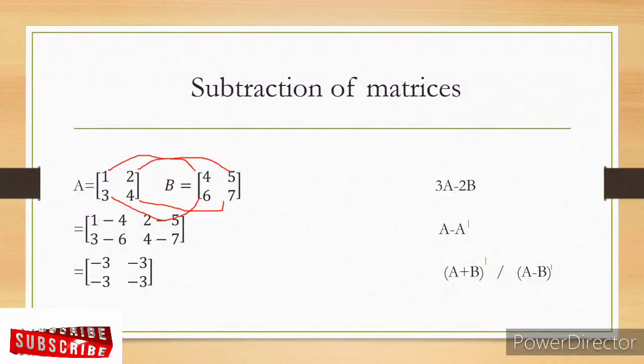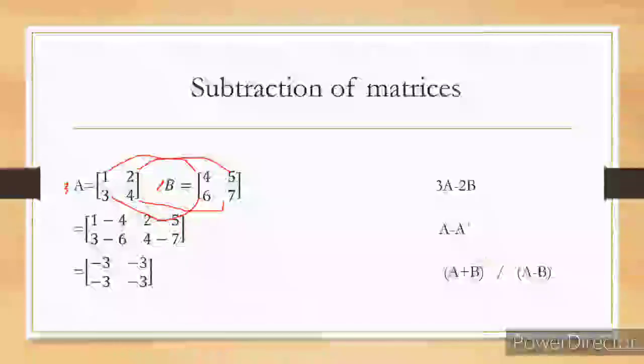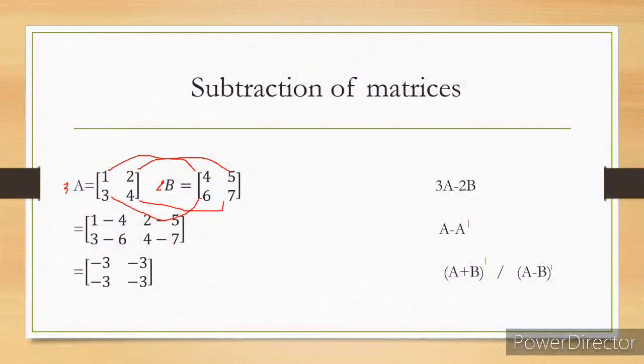Here also we have to multiply the A matrix with 3 and the B matrix with 2 and subtract. Here A minus A transpose means in the same way 1, 3 and 2, 4 will be your A transpose, but you have to subtract it. And next is A minus B transpose. First you have to subtract as usual, then after the answer has occurred you have to transpose it, meaning rows will be changed into columns.